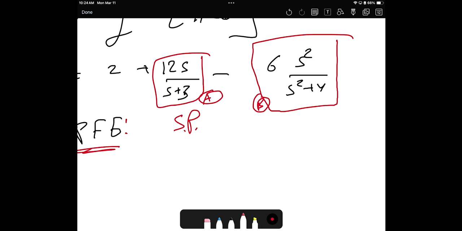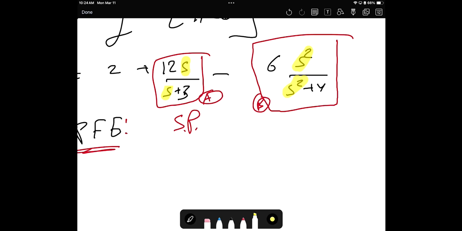No. The order of the denominator and numerator are equal to each other, because we have operator S here, we have operator S here. How about term B? Is it strictly proper? No, it's not proper because we have S squared, we have S squared. What should I do? Long division.